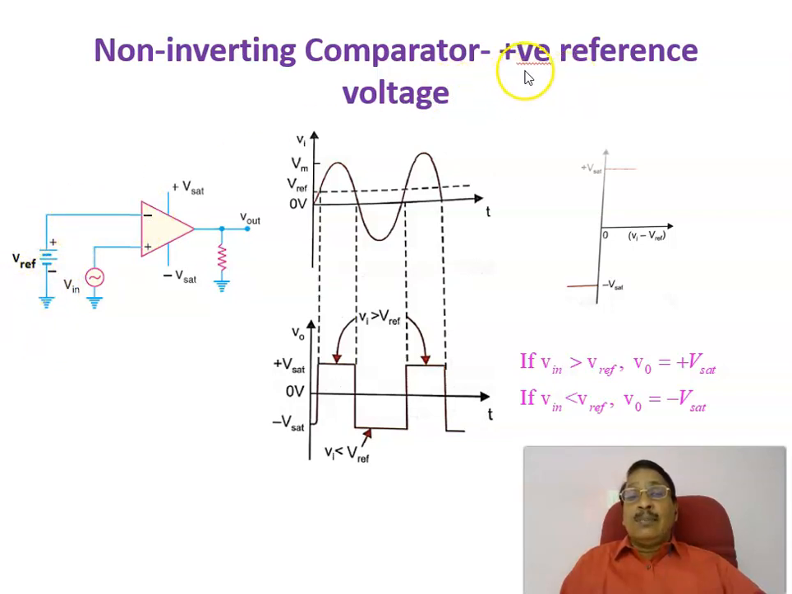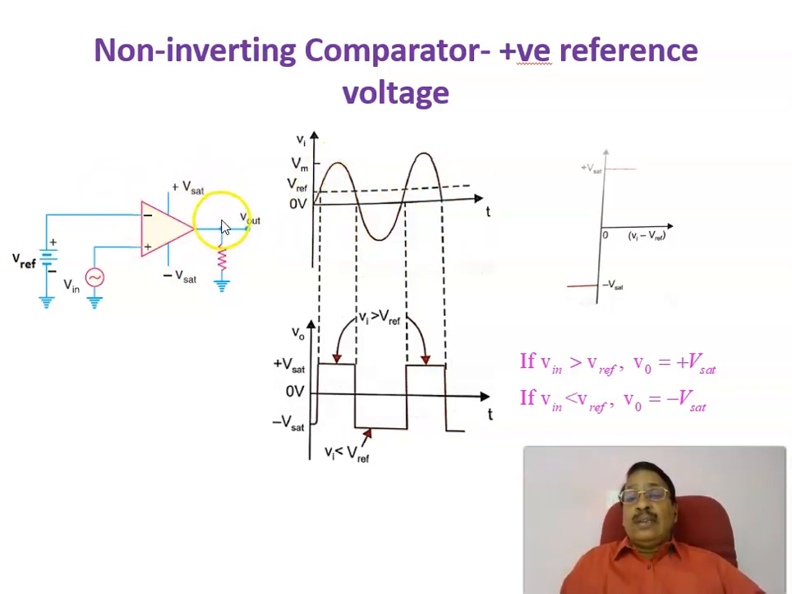In this case, we are comparing with a positive reference voltage. We apply a positive reference voltage to the inverting terminal, and we compare the input voltage applied to the non-inverting terminal, the plus input terminal, with it. Therefore, this is the positive reference voltage, this is the input voltage, and this is the output of the op-amp. There is no feedback as such in a comparator.